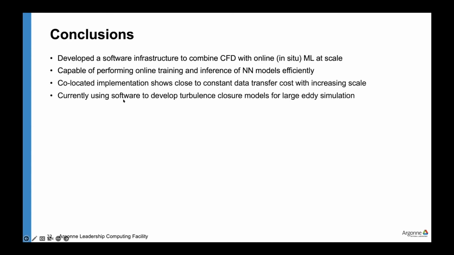So to conclude here, we basically developed a software infrastructure that allows us to combine computational fluid dynamics with online machine learning at scale. We can do both online training and inference of neural net models efficiently. And also, our co-located implementation shows effectively a constant data transfer cost with increasing scale, which means that the scalability of this infrastructure really depends on the application itself. So in this case, the CFD solver and the data parallel training, for example.